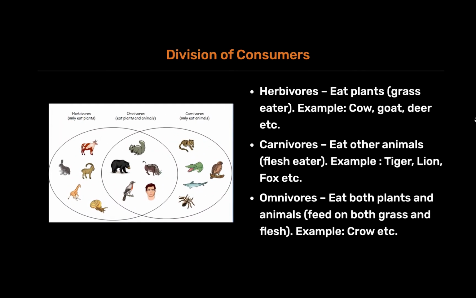Consumers are living organisms in the ecosystem that get their energy from consuming other organisms. Consumers are further subdivided by what they eat, namely herbivores, carnivores, and omnivores. Herbivores are known as grass eaters. For example, cow, goat, deer are grass-eating animals. Carnivores are known as flesh eaters. For example, tiger, lion, fox are flesh-eating animals. Omnivores feed on both grass and flesh. For example, crow. Along with producers and decomposers, consumers are part of food chains and webs, where energy and nutrients transfer can be mapped out.